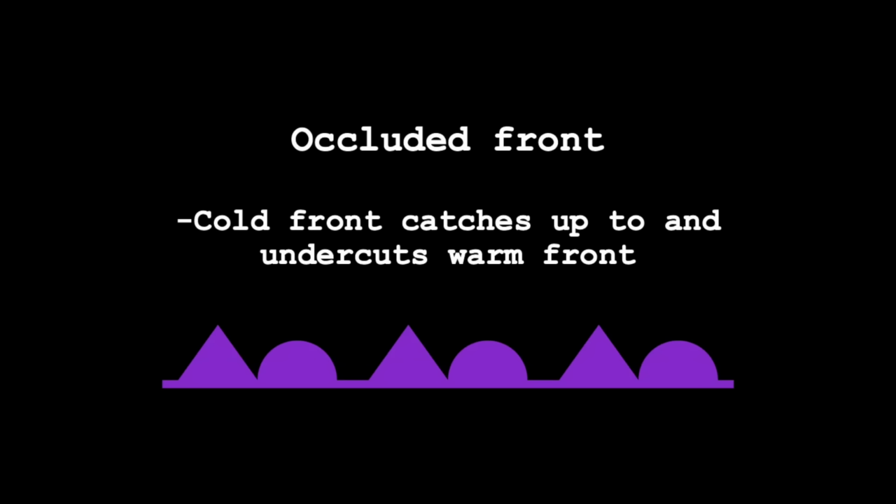An occluded front is when the cold front of a mid-latitude cyclone or low pressure system catches up to and displaces the warm front off the surface. This is denoted by a purple line with alternating purple triangles and semicircles.